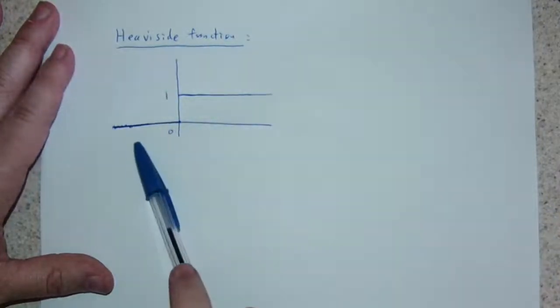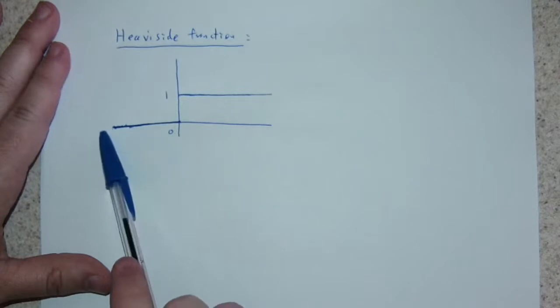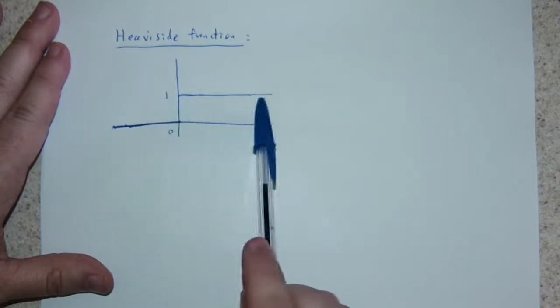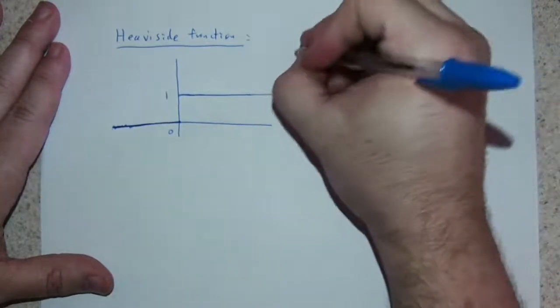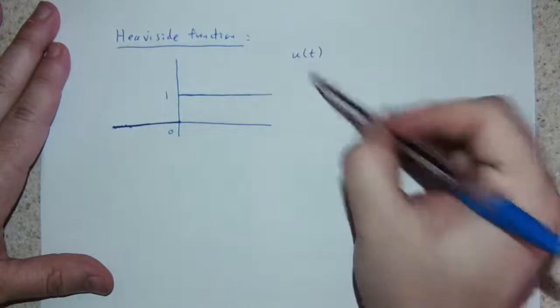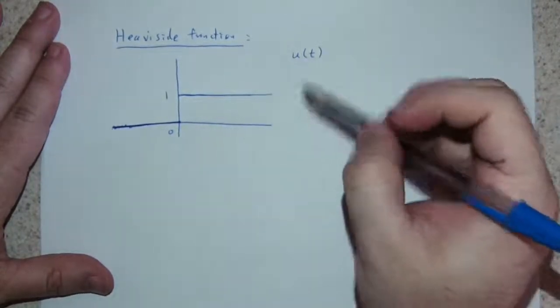So it is a function that is off, taking on constant value 0 up until 0, and then at 0 it switches on and takes on the constant value of 1. So in our notes, the Heaviside function is denoted by u of t. This is for a unit step function.